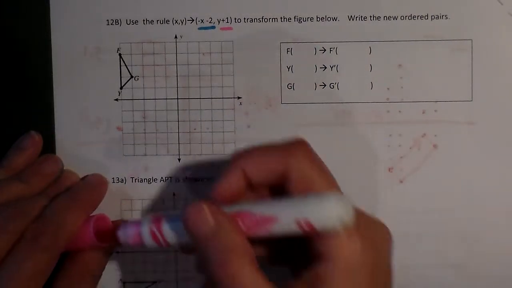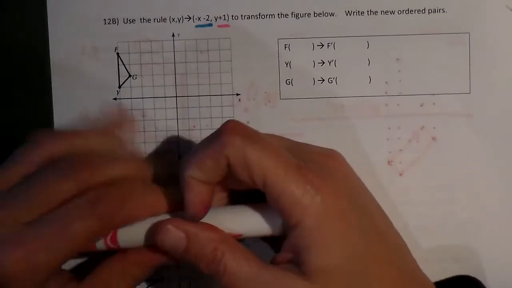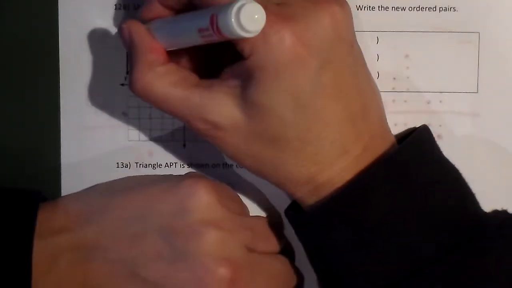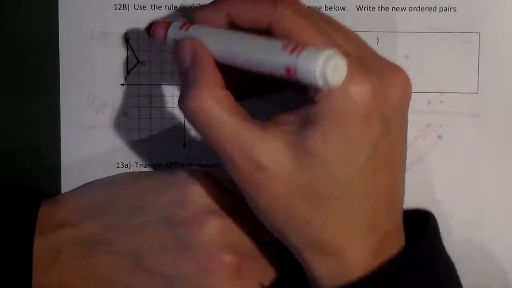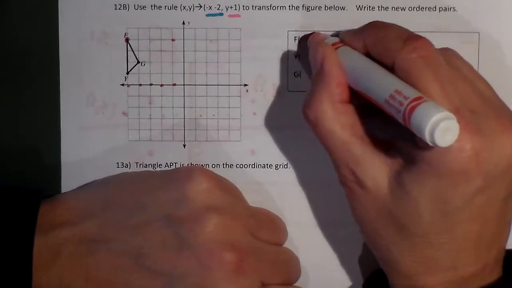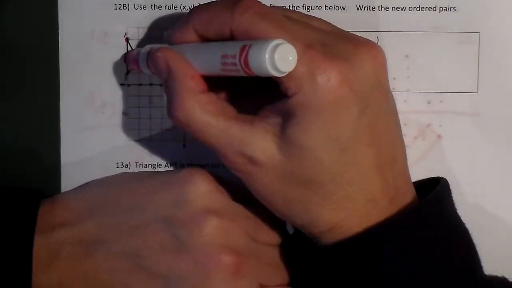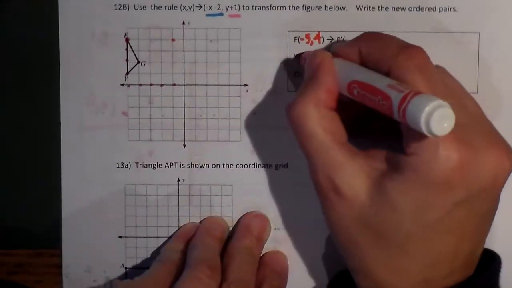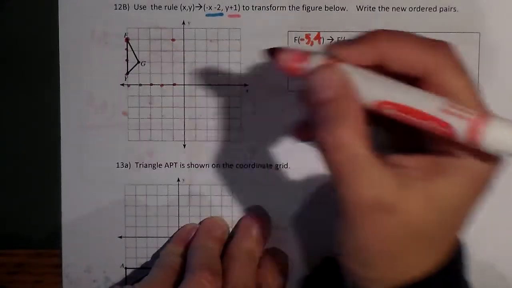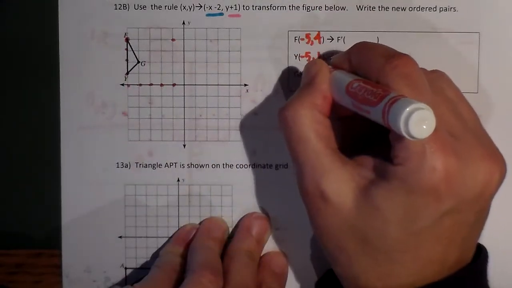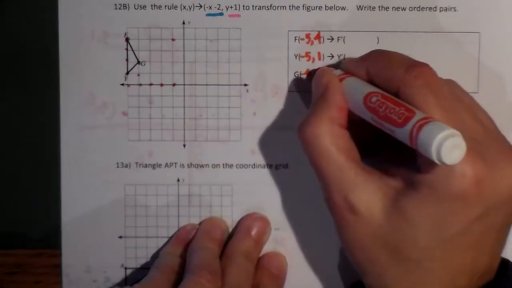Okay? So these are a little more difficult. I'll give you a couple of examples for this one, and then I'm going to move on to the symmetries. So, for example, f is over here at 1, 2, 3, 4, 5. F is at negative 5, comma, 1, 2, 3, 4, 4. Y is at negative 5, comma, 1. And G is at 1, 2, 3, 4, negative 4, comma, 2.